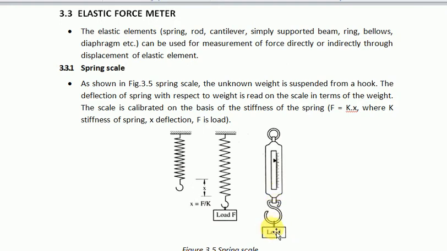Load whichever load you need to measure on this hook, lift it, and let this load hang in the air. Whatever the deflection you find, or the load which is mentioned here, you can easily find out the load. Here this is the formula, F is equal to kx, where k is the stiffness of the spring and x is the deflection. So based on the deflection you can find out the force.